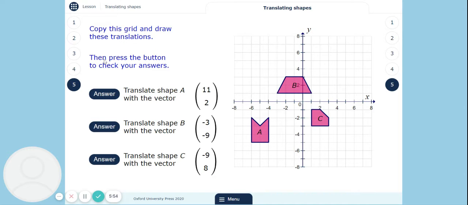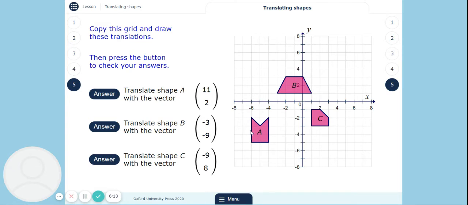So copy this grid and then draw these translations. So I'm not going to be able to copy the grid out, but we can still count using the mouse cursor and see where it's going to be before we check the answers. So shape A, translate it 11, 2, so that means 11 to the right and 2 up.